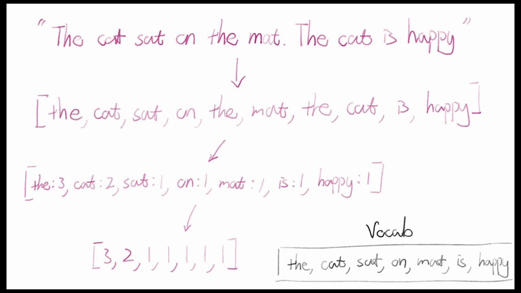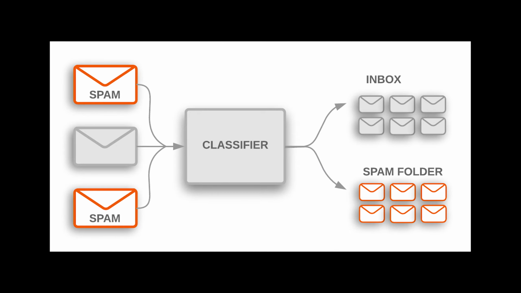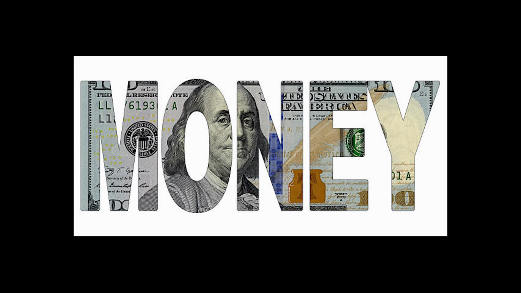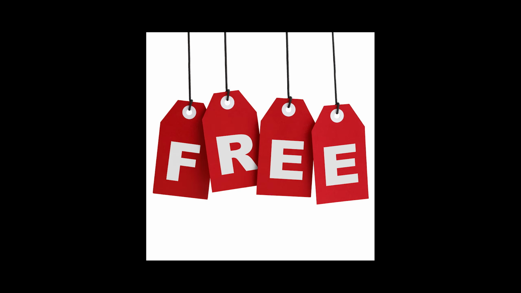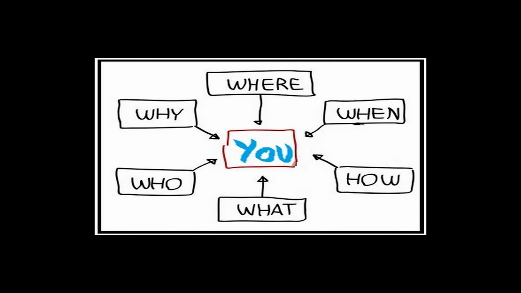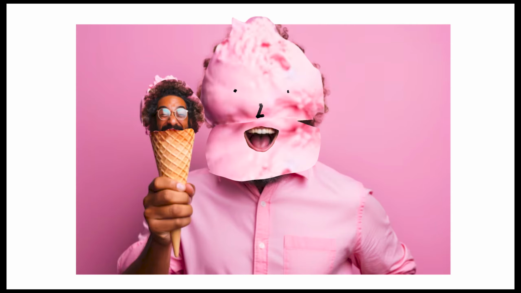And it can be used in simple tasks like binary classification. In the case of spam detection, if you wanted to classify emails as spam or not spam, you could tally the occurrences of words like money or free to help make a decision depending on if they meet a certain threshold or not to be a spam email. But again, bag of words doesn't consider context. So a sentence like, me eat ice cream, would give the exact same result as ice cream eat me.